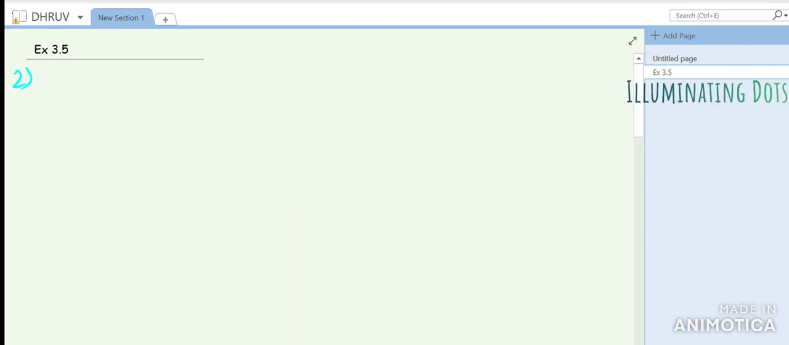So the first part, it says, for which of the following values of a and b does the following pair of equations have infinite number of solutions? So we will do this by the method of comparing the ratios. So the equations are 2x plus 3y is equals to 7, and (a minus b)x plus (a plus b)y is equals to 3a plus b minus 2. How do we do this?